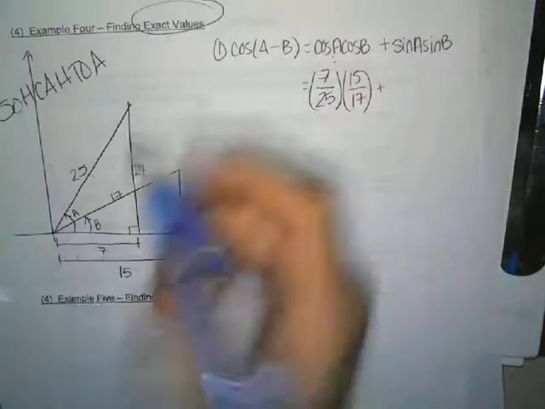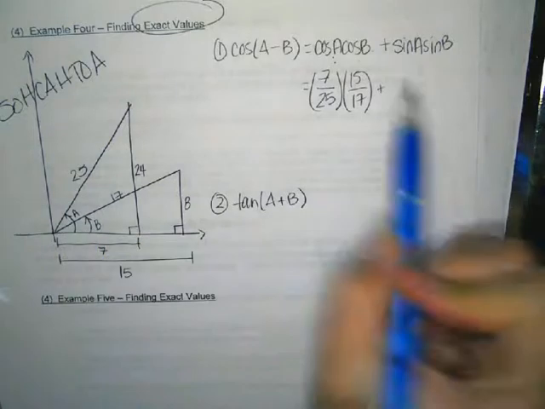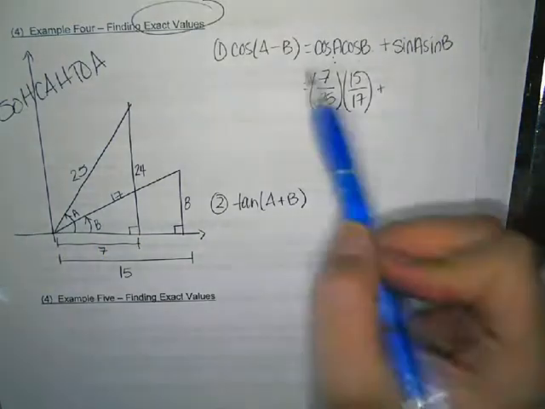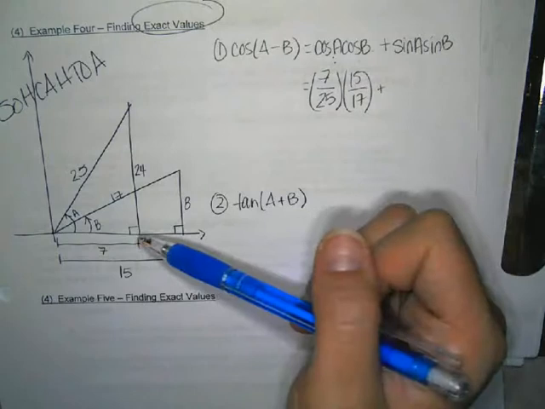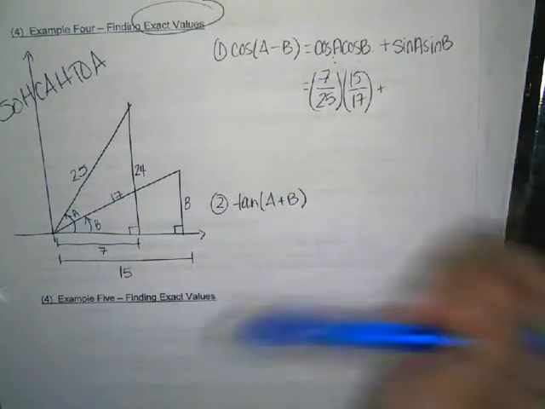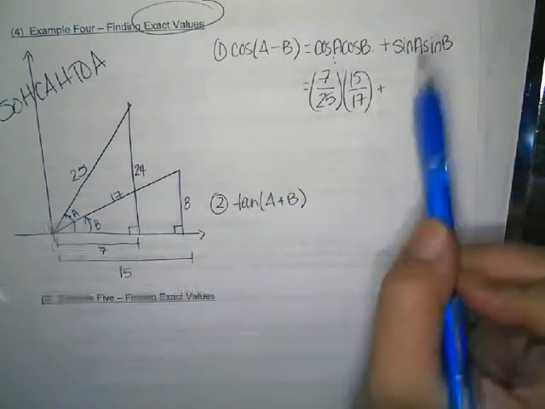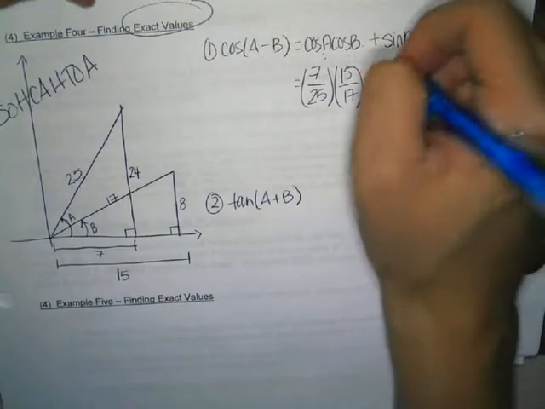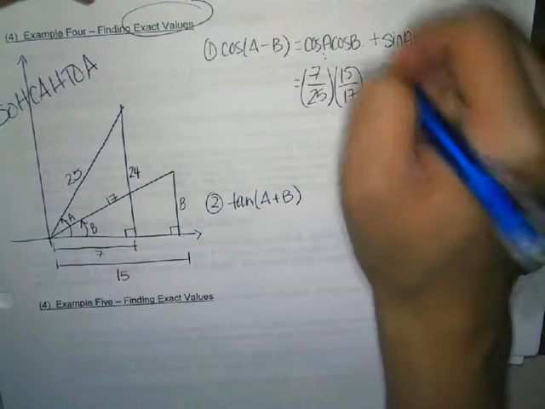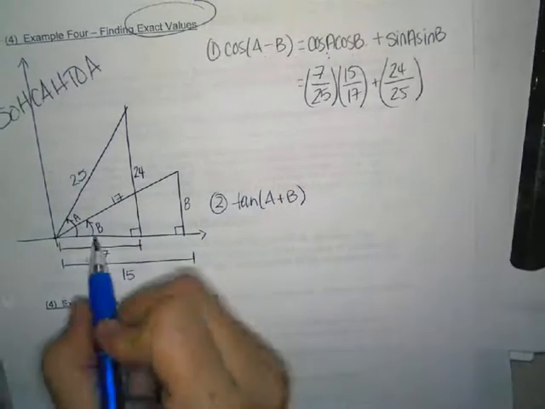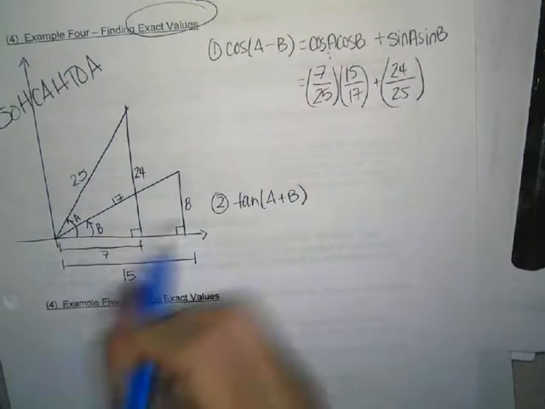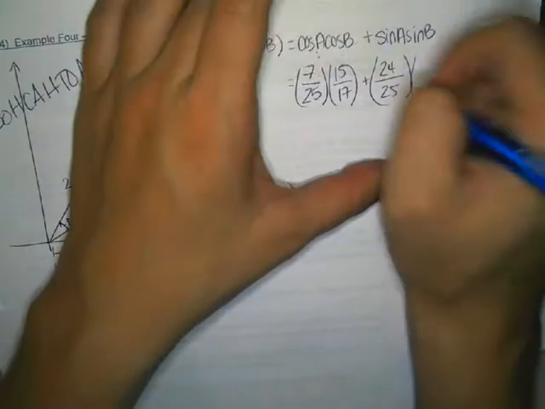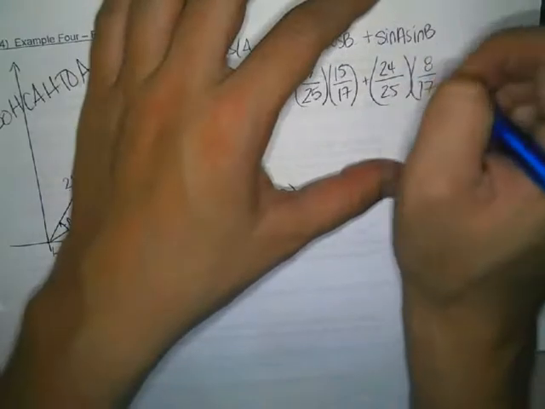Sine of A. Now, this is why we can't use a calculator here, because I don't know what the angle is, but technically I don't care what the angle is, because I have enough information about my triangles, I can come up with the value. So sine of A is opposite over hypotenuse, so we have 24 over 25, and then sine of B is going to be opposite over hypotenuse, or 8 over 17.